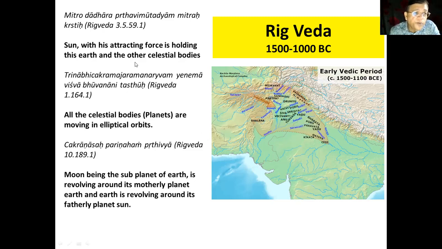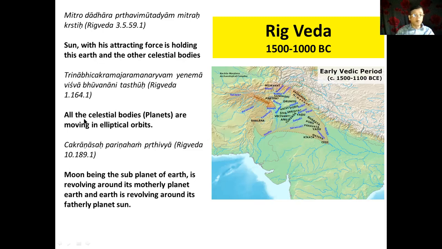For example, I've given you 3 examples here, verses from shlokas from Rig Veda. 3.5.59.1 Rig Veda shloka, that says this in Sanskrit. Translated into English, it says, "Sun with his attracting power force is holding this earth and the other celestial bodies." Now we know that gravity in modern science was invented by Newton, but this is thousands of years before Newton. Rig Veda says that the sun attracts and holds earth and other planetary bodies.